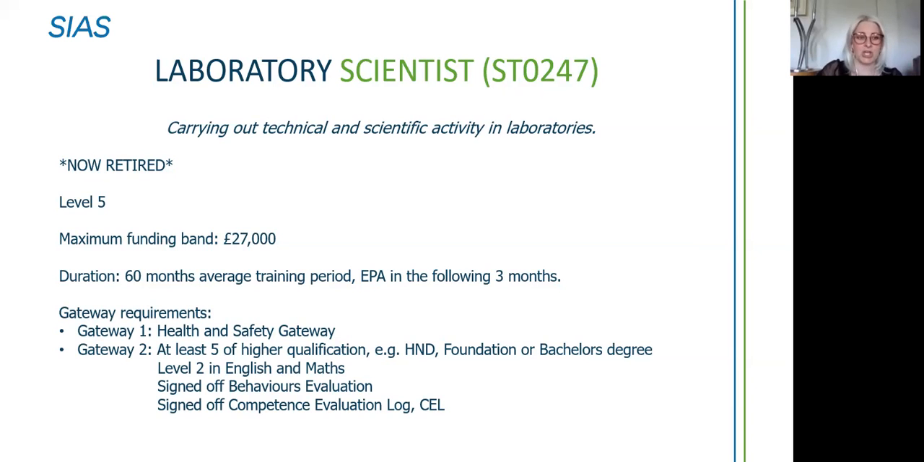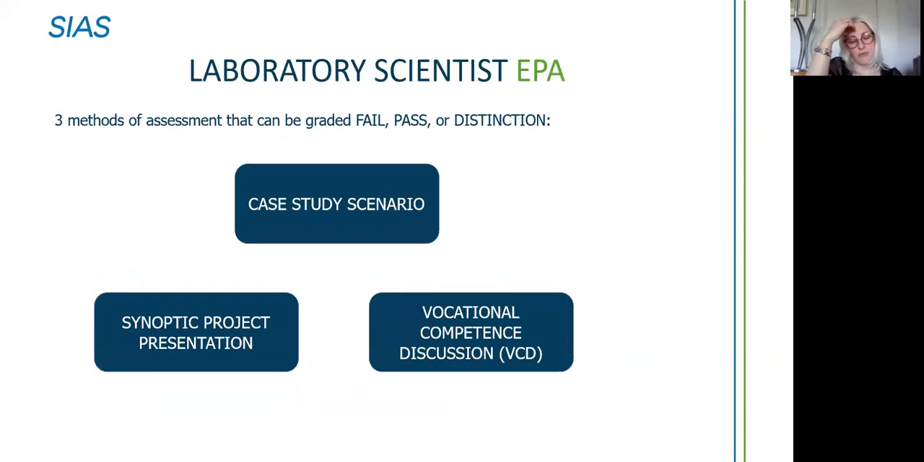All right. So when we're thinking about the methods of assessment, then we've got pass, fail, or distinction across all methods of assessment. So we've got the case study scenario, the vocational competency discussion, and the synoptic project presentation. Now we're going to start with this one this morning, okay? And we're not going to go straight into the EPA method. We're going to think about the project, put the report together, and then get up to the EPA, okay? Because this one's a little bit longer, all right?